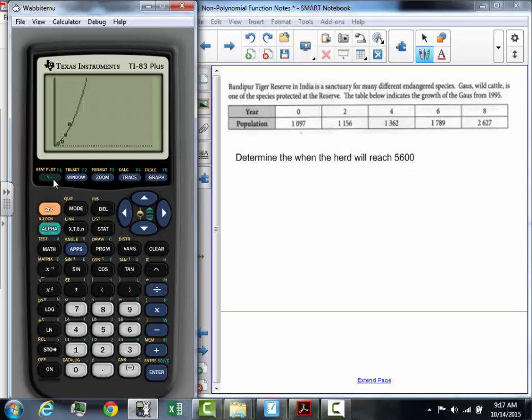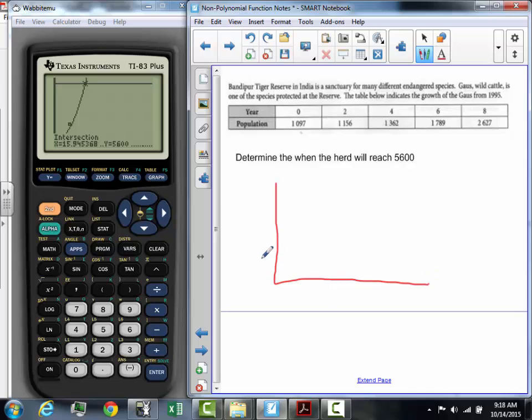So last thing, we want to find where this equals 5600. And we'll intersect to find where it equals. So we really can't do this one algebraically, but using my graph here, it looks like it intersects at 15.94 and 5600.